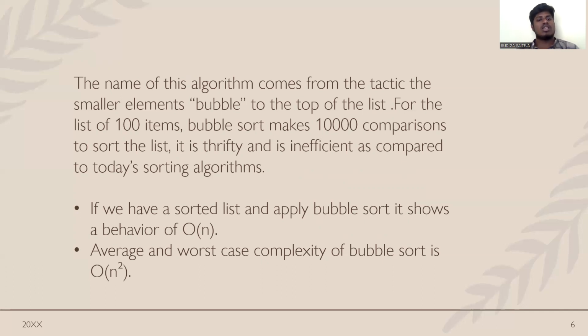If we have a sorted list and apply bubble sort, it shows a behavior of order big O of n. The best case time complexity of bubble sort is big O of n, and the average and worst case time complexity of bubble sort is order of n square.